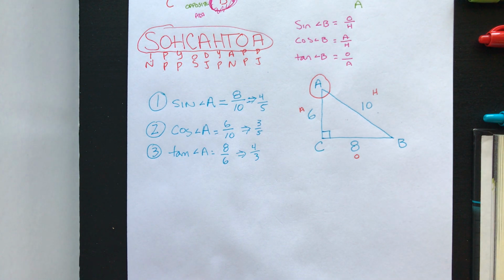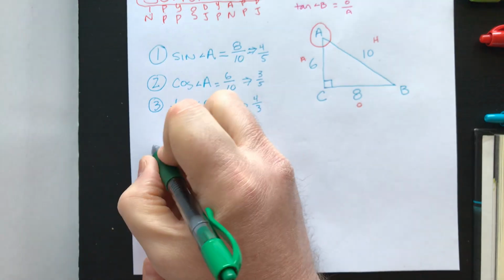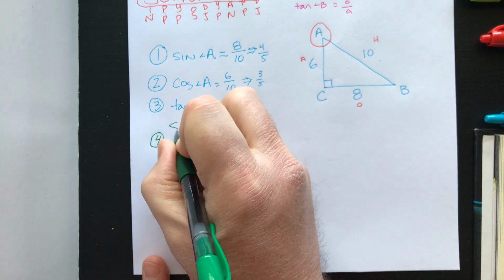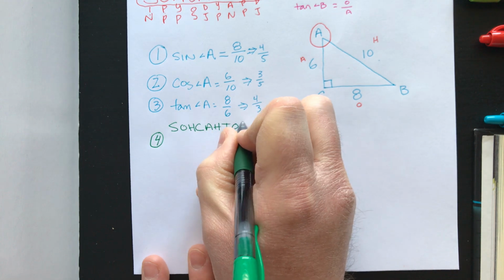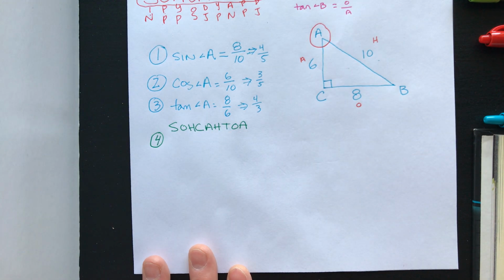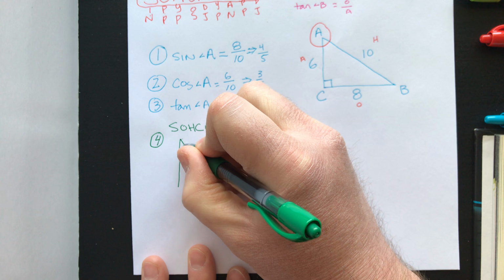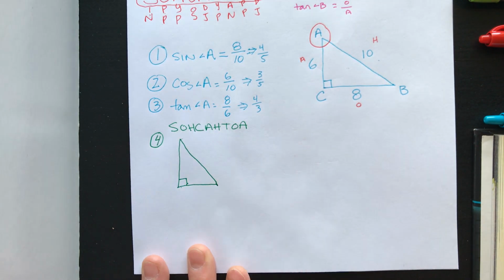Number 4 says, and they don't give us a picture. So guess what? We are going to draw a picture for number 4. And with all of my problems, I always rewrite SOHCAHTOA just so I know what the ratio is. So it says a right triangle. I'm going to stop right there, and I'm going to draw a right triangle. Any arbitrary triangle, it doesn't matter. All right? There's my right triangle.